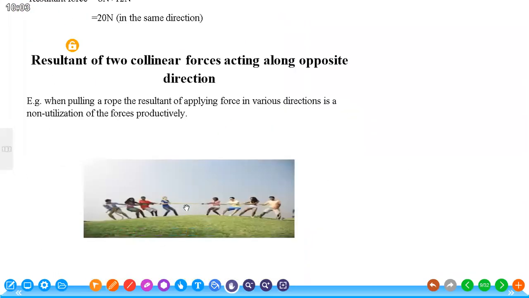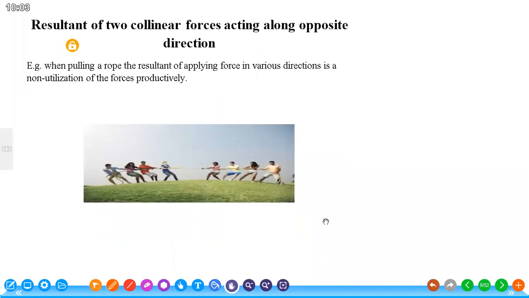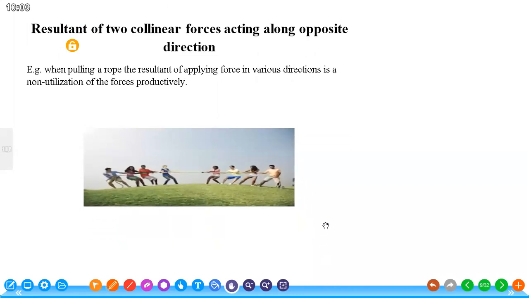Right, now we are going to the next section: resultant of two collinear forces. I have already said many times about the resultant of two collinear forces acting along the opposite direction. Now we are going to the second type of resultant force. Questions are posed in that way.